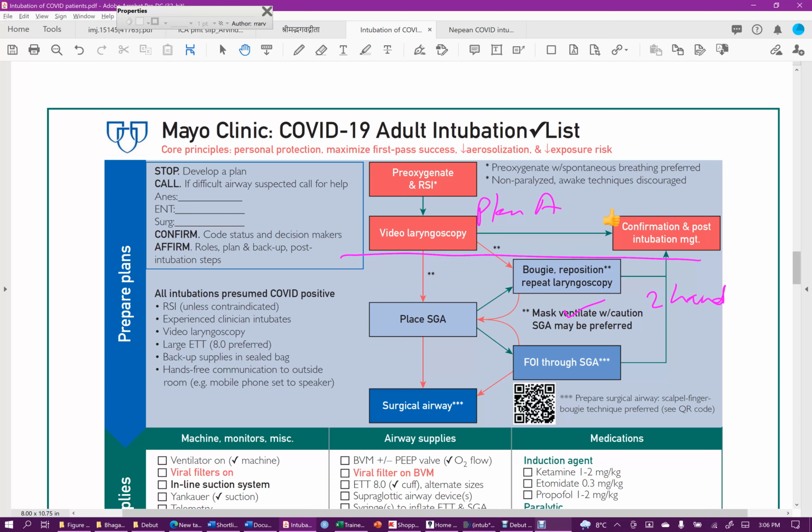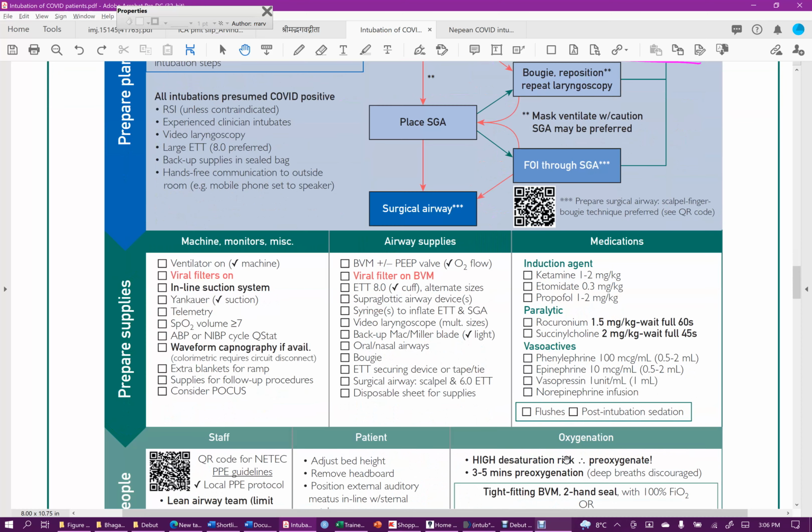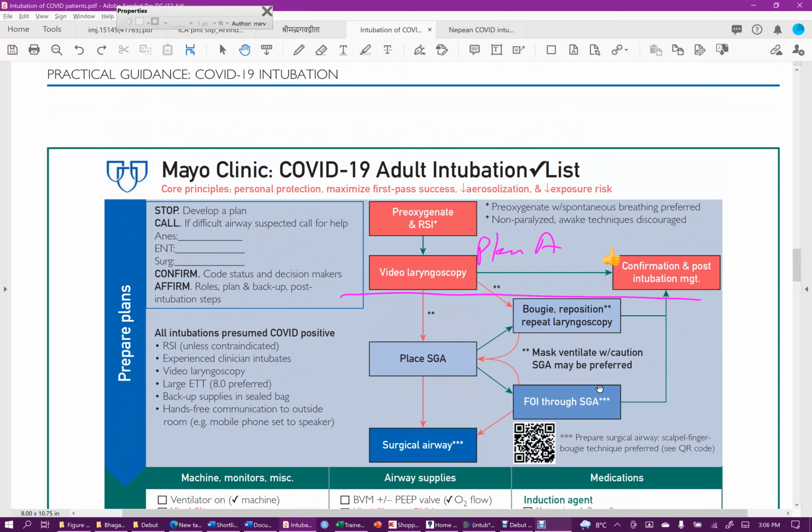Now, if this also is a problem, then you will go to a surgical airway. Or you could do fiber optic intubation through an SGA, etc. But by the time you come here, you should be prepared for a scalpel bougie technique for a surgical airway. Okay, this is the overall checklist. So you can see here that the differences are mainly with regards to trying to avoid mask ventilation, an earlier use of an LMA, and perhaps a slightly earlier decision making for a surgical airway.